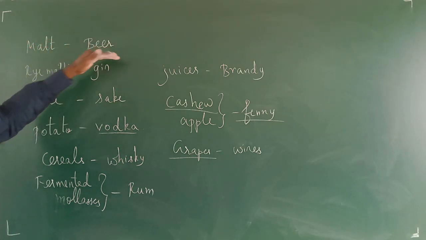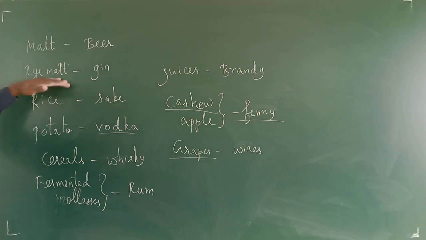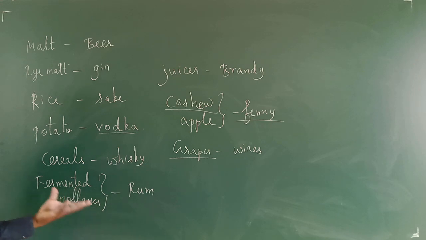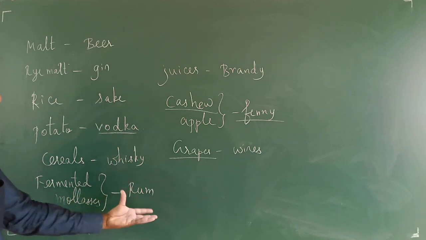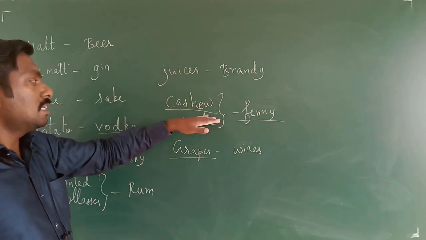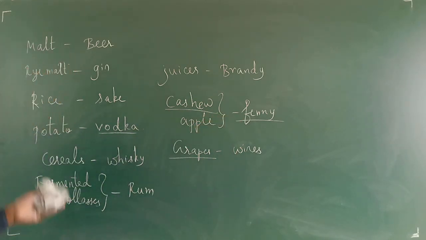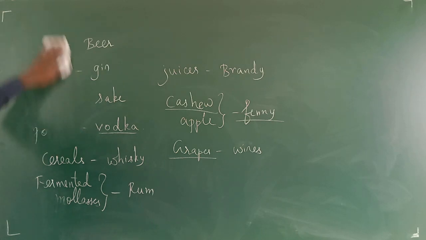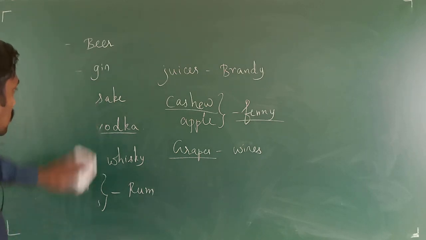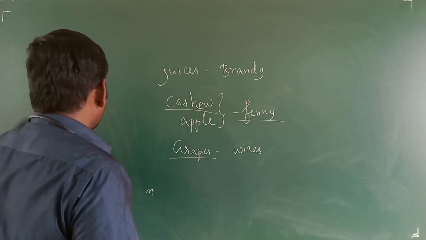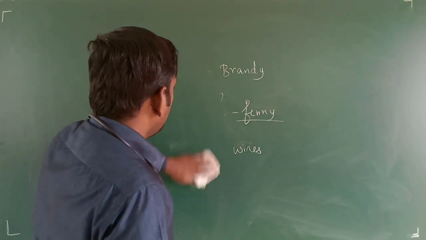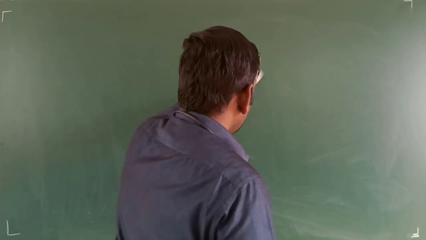From malt you get beer, especially from barley. From rye malt you get gin. Then fermented rice, fermented potato, fermented cereals and fermented molasses. From molasses you get rum, from juices you get brandy, from cashew apple you get Fenny, and from grapes you get wine, right? These are the types of alcohol and their sources, from which product you get which type of alcohol.